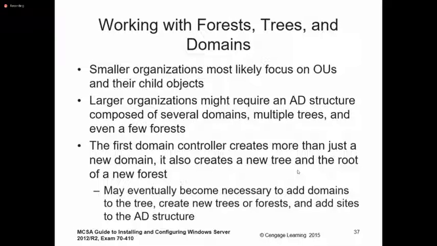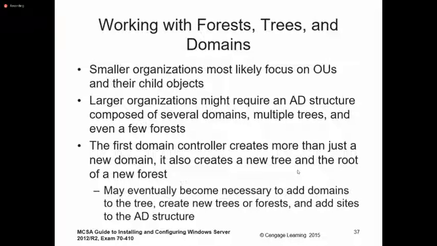So small organizations will focus mainly on OUs, right? Then larger ones might need several domains, trees, and a few forests. So this I explained earlier, right? Large organizations might have sub companies which might be different in nature. So we'll have to have separate domains or trees or separate forests, right?